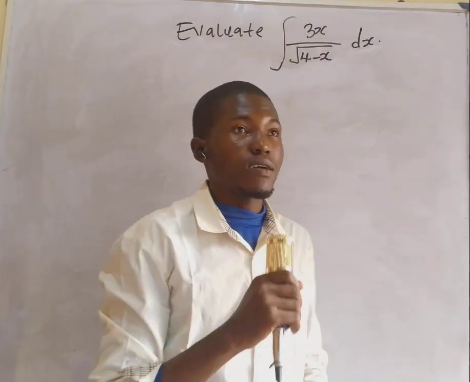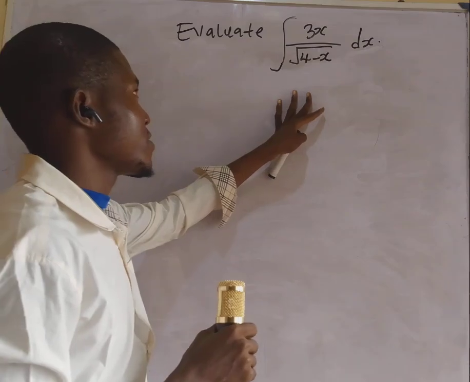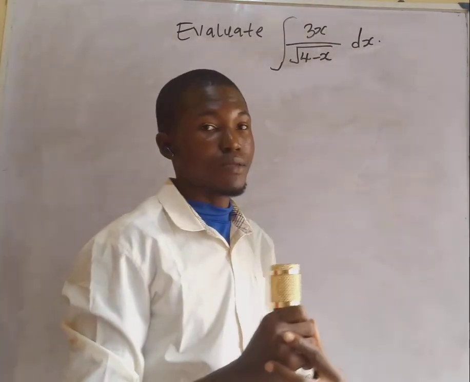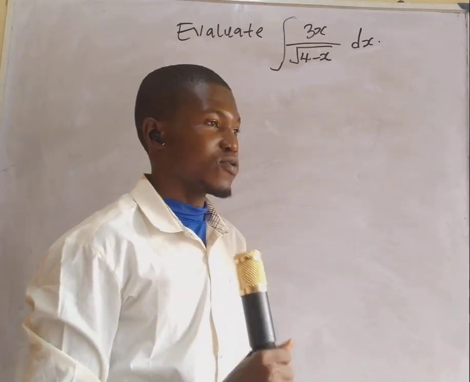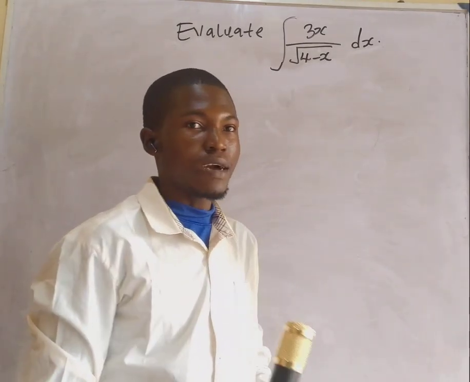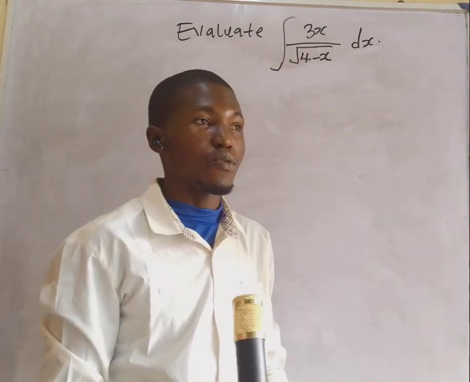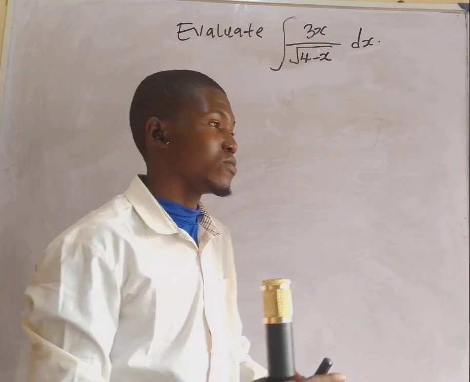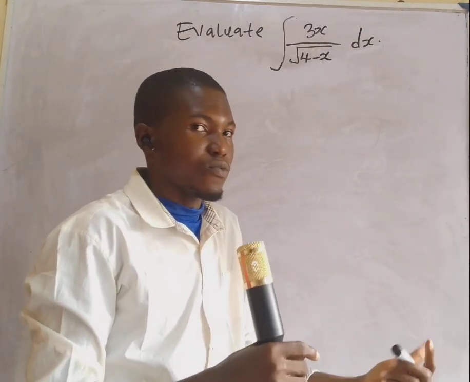Once again, welcome to my math class. In today's class, let's quickly evaluate this. We have to evaluate the integral of 3x over the square root of 4 minus x, dx. To solve this problem, I told you that in integration we can use so many methods. We can use the general method, substitution, integration by parts, and integration by partial fractions.